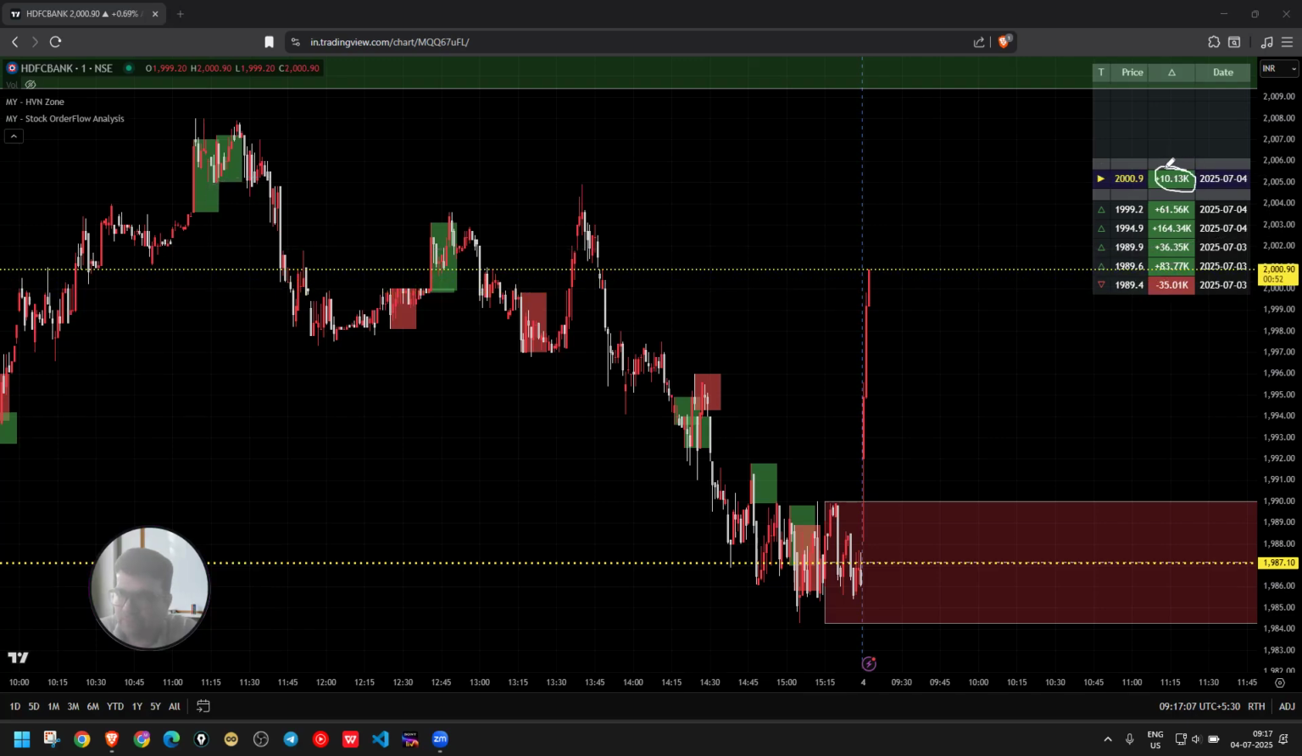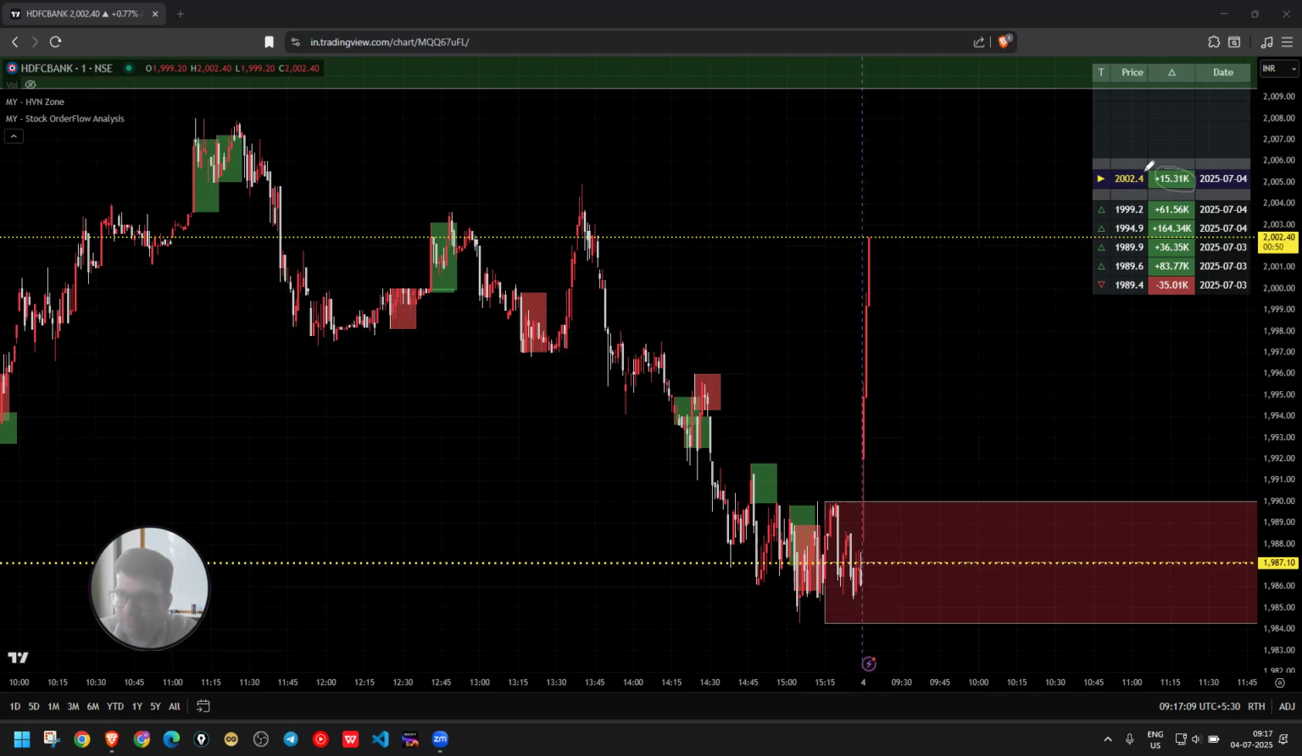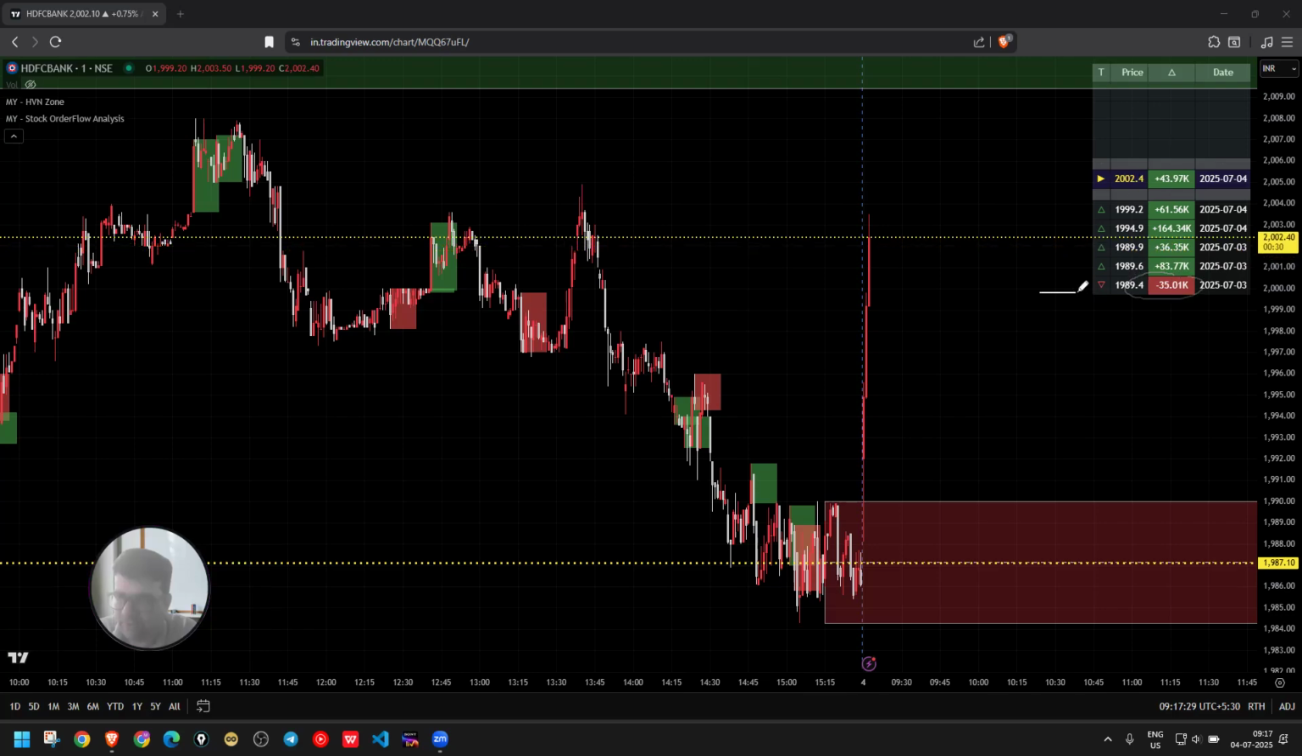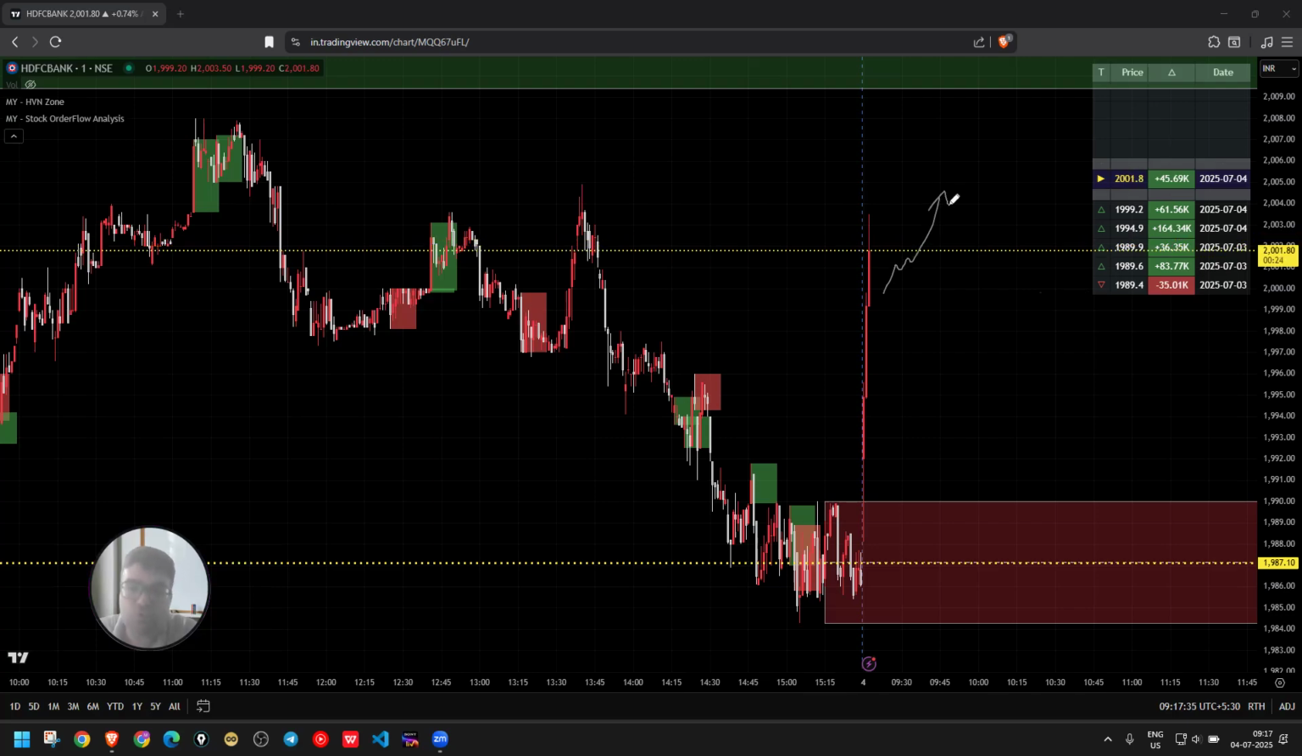Here, if you see, the buyers are now running away. Earlier it was 42K. Now, slowly the buyers are stepping in. At the 2000 level, you can see the number of buying positions at these particular price levels. And lastly, the trap seller is seen at 1989.4. Clearly, as the price is rising higher, what should you do?